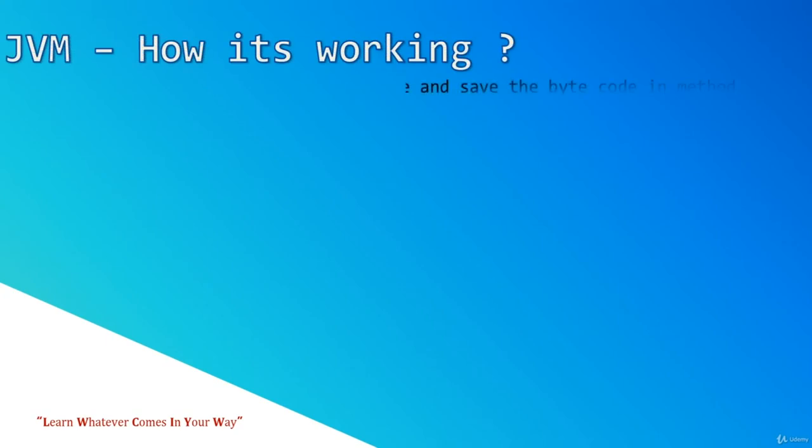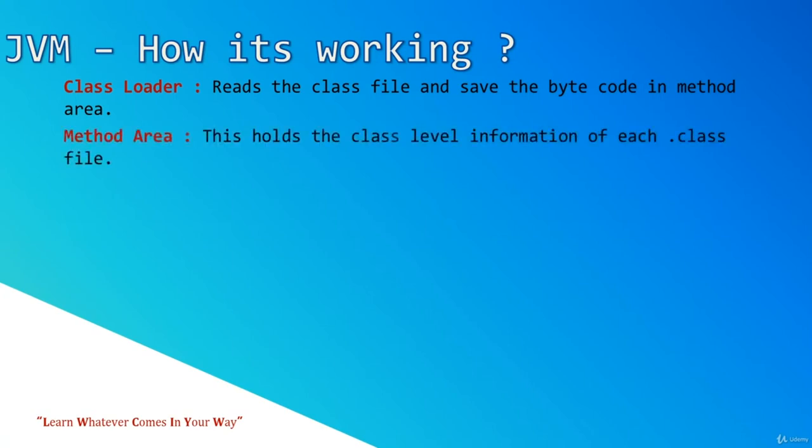So how is it working? The first thing, class loader. What actually will it do? You can have the answer in the name itself. It reads the class file and saves the bytecode in the method area. Method area is the next step. So whenever a class file is given as an input to the JVM, the class loader will load the class and send the bytecode to the method area, which is the next step.